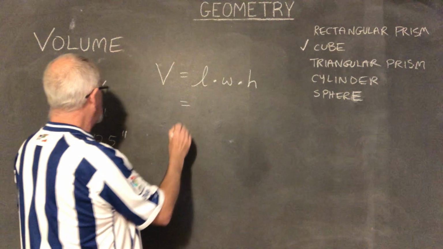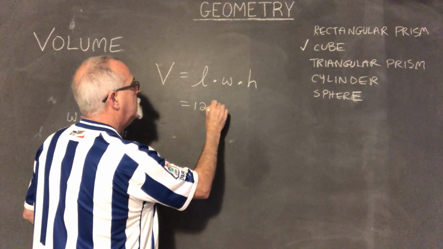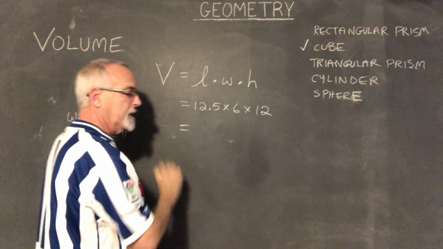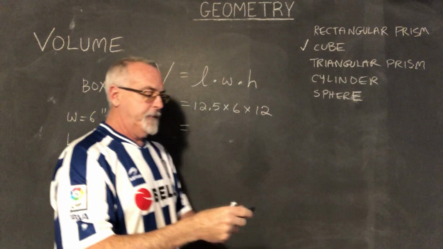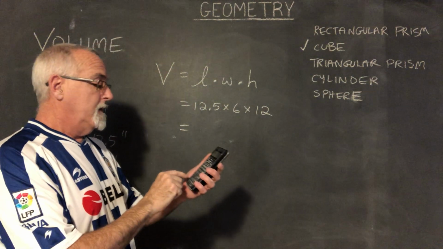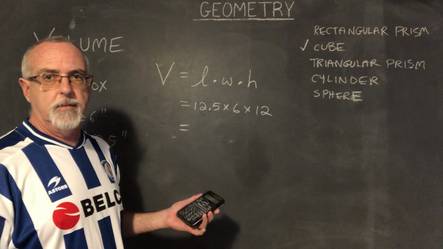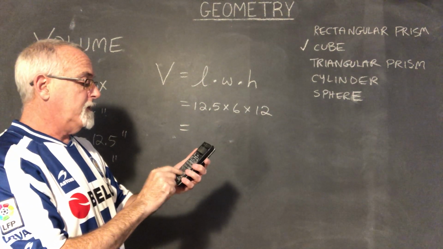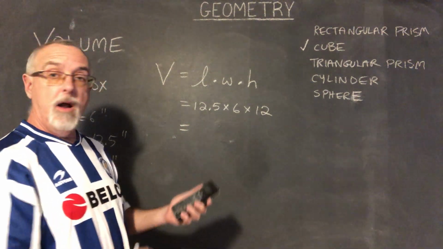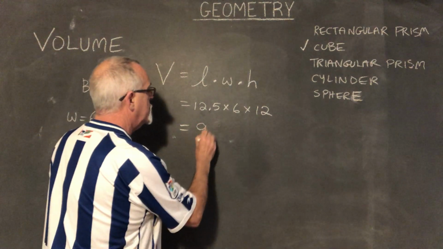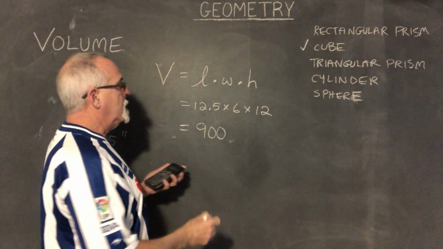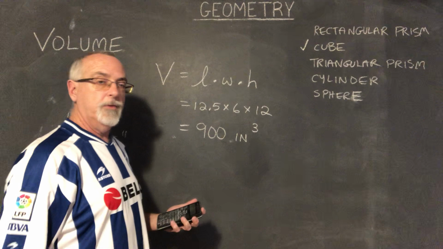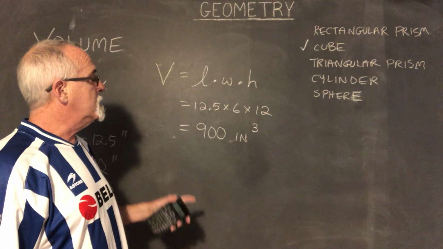So the volume is going to be the length, which is 12.5, times the width, which is 6, times the height, which is 12. I think I want to pull out my calculator for this. Keep an eye on the time. We could do so many examples just with boxes, but I'll try to restrict myself to only 2 so that we can cover all of the shapes. 12.5 times 6 times 12. 900, well, nice even answer actually. 900, no decimal, 900 inches cubed. Don't forget that the volume unit has to be cubed.